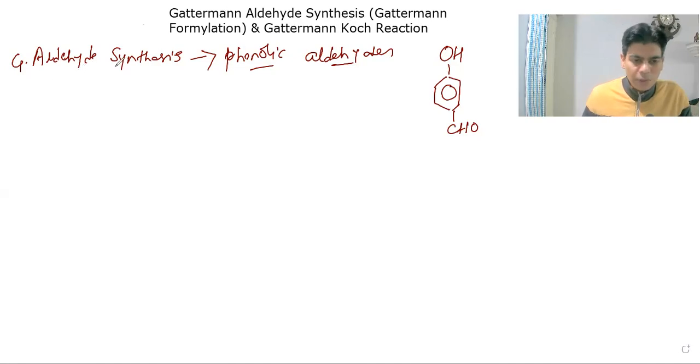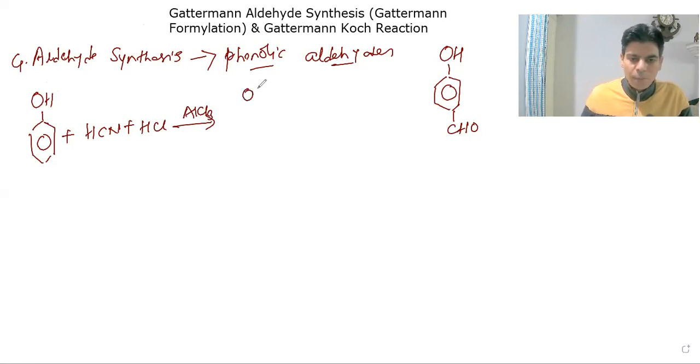So normally in Gattermann aldehyde synthesis, we take phenol, and phenol is treated with hydrogen cyanide and HCl in presence of aluminium chloride. It will form a complex, which is your benzaldehyde hydrochloride, CH double bond NH. This is your aldimine dot HCl.